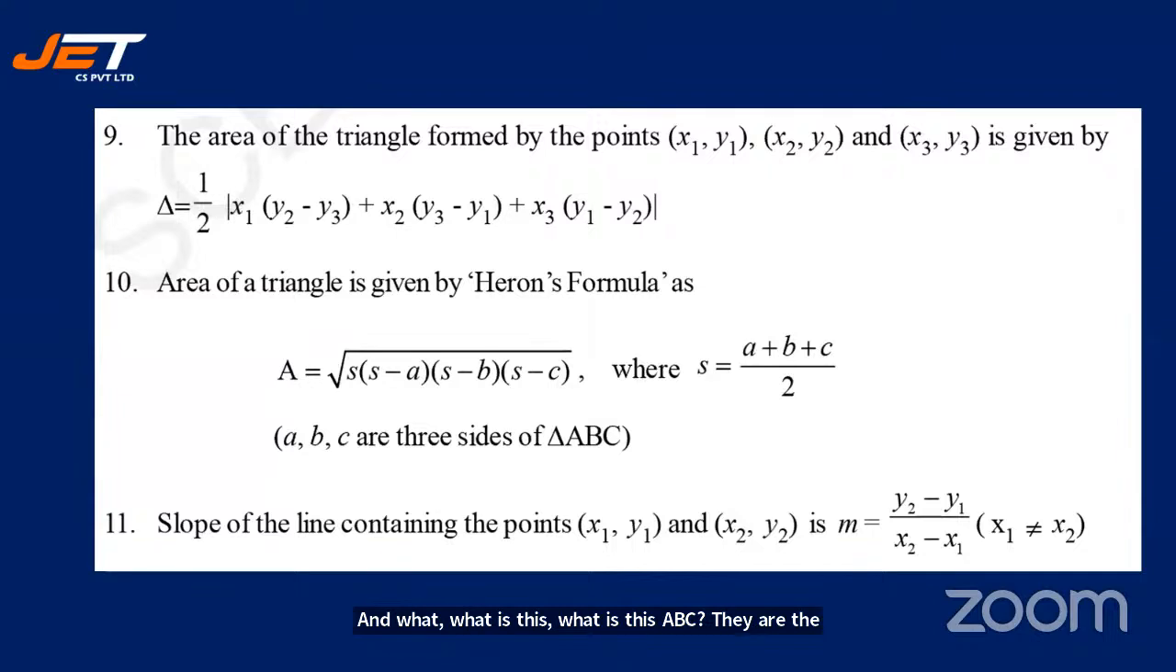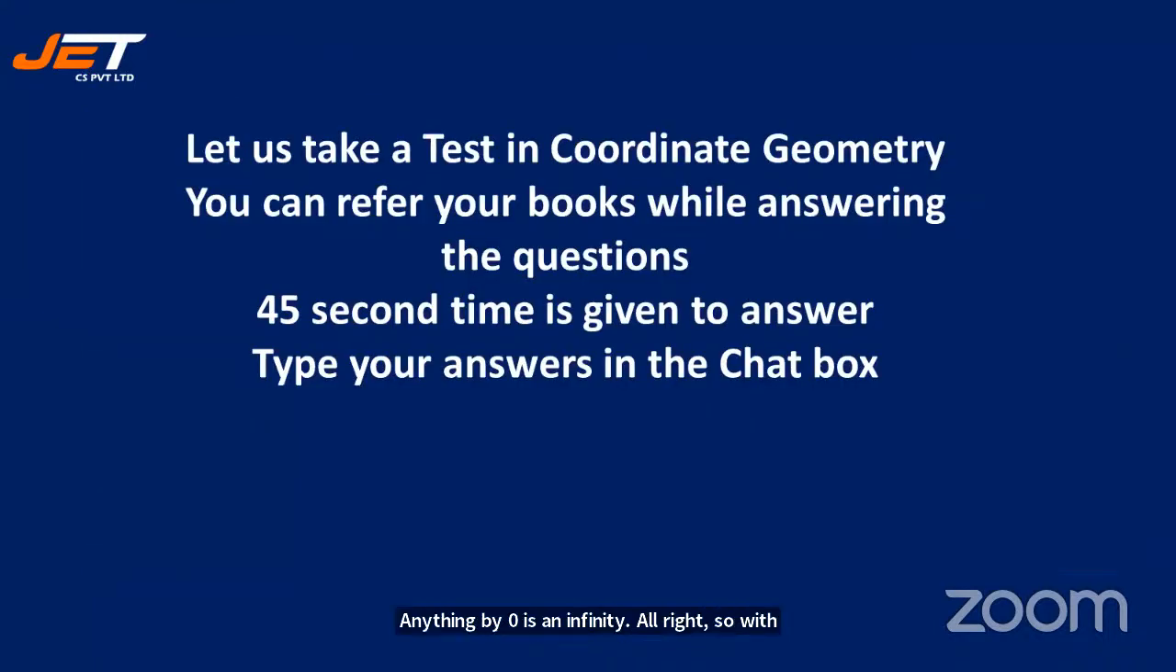Slope is y2 minus y1 by x2 minus x1. Of course, here x1 will not be equal to x2. What happens if x1 is equal to x2? Then your denominator will become 0. Anything by 0 is an infinity. All right. So with this, we'll take up a test in the coordinate geometry.